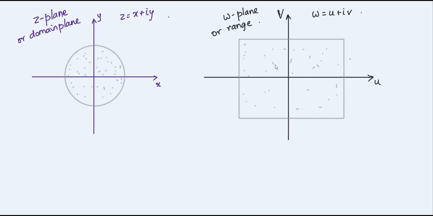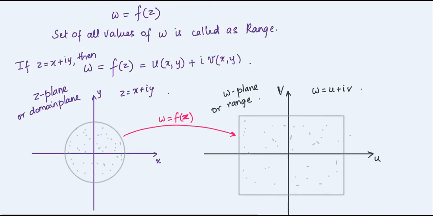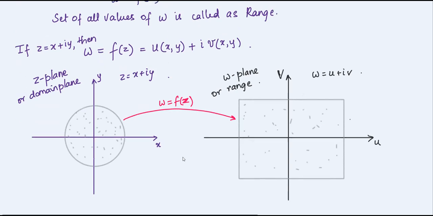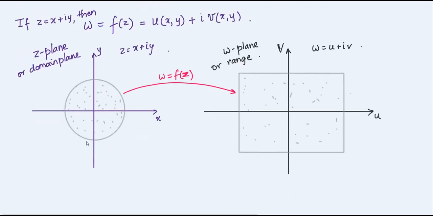So now the mapping is from one plane to another plane. So we cannot plot it as a graph. That is the important point to remember about complex functions. It maps from one plane to another plane.